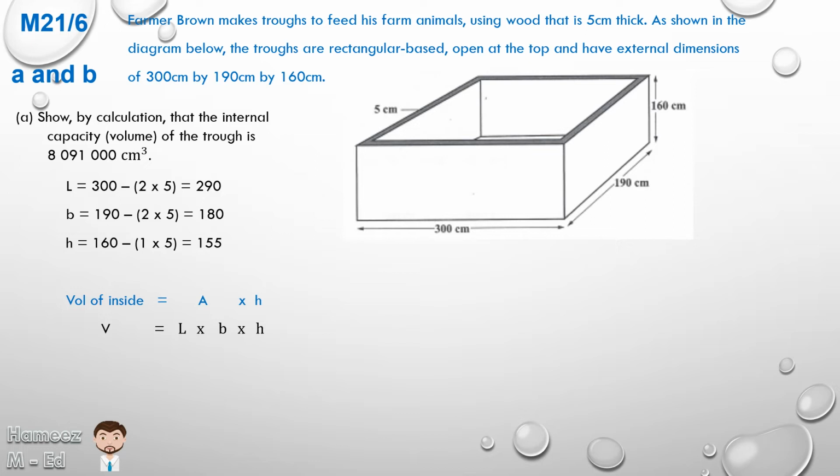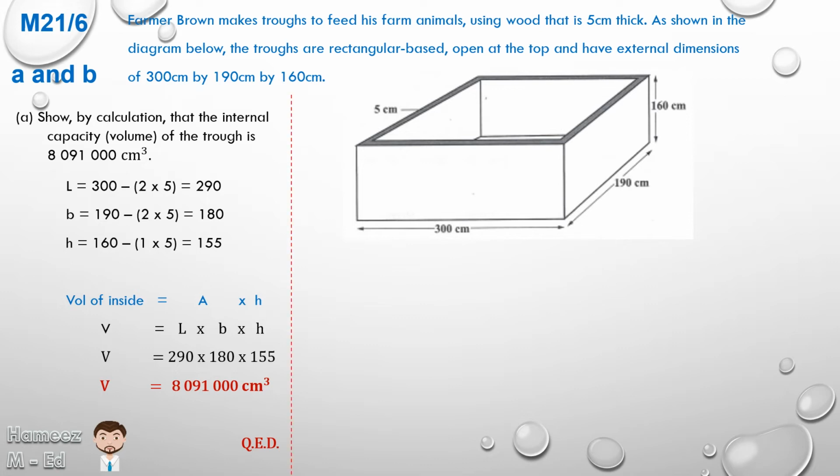And if we substitute the internal dimensions, because it's the internal volume we want, it'll be 290 times 180 times 155. And if we use our calculators, this will give us a value of 8,091,000 centimeter cube. And since we've proven this, we can show this by writing QED at the base, quod erat demonstrandum.